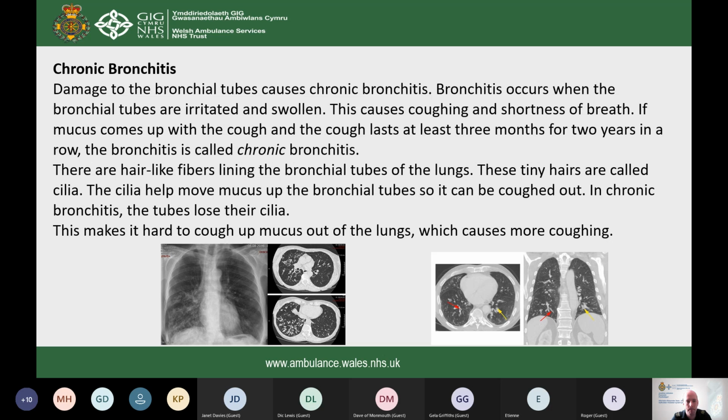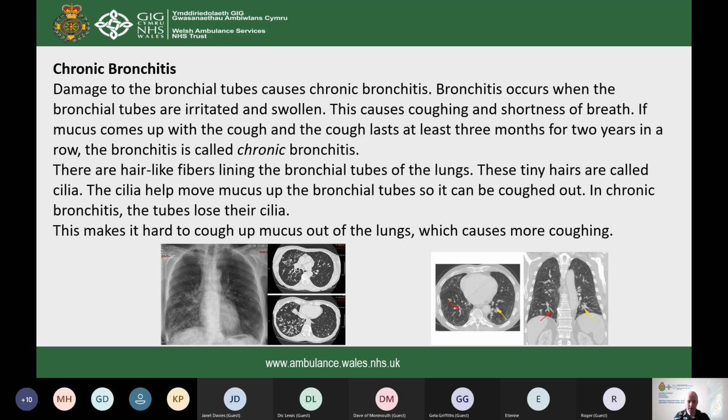It allows a buildup of mucus within it, which makes the patient cough. So if they've had a cough lasting for at least 3 months, for 2 years, then they can be classed as chronic bronchitis. What is key with this is little cilia. Cilia are tiny bits of hair that line our bronchial tubes. This hair allows mucus to be pushed up and out. So with chronic bronchitis, they lose it.